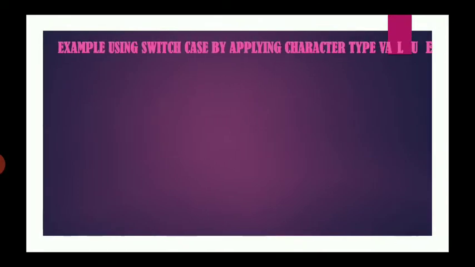Example using switch case by applying character type value. Now in place of, say previously we used to write 1, 2 and 3. So in place of 1, 2, 3 we can even write the letter, that is character. We can check the character if it is A, if it is B, if it is C, or we can also use symbols. Let's see how.